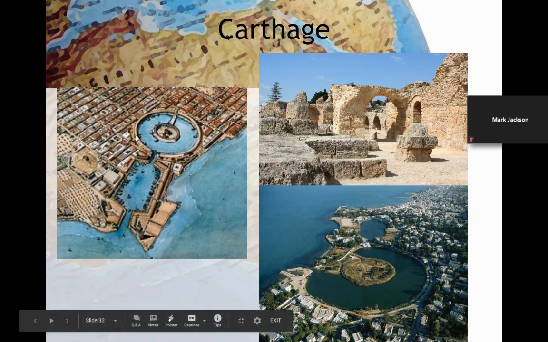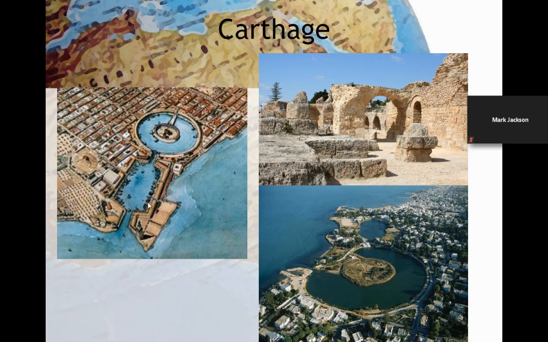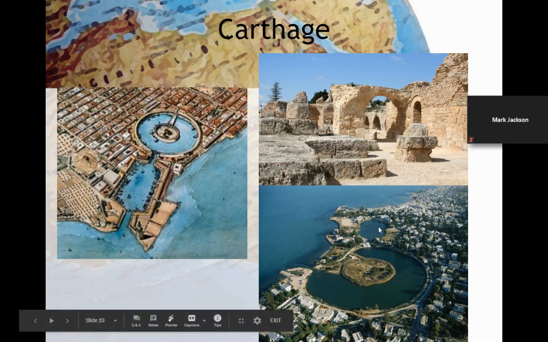So here's an example of the port of Carthage. This center part here was for their navy. This part was for the merchants. And this is what's left of it today, because Rome would burn Carthage to the ground after the end of the Third Punic War.